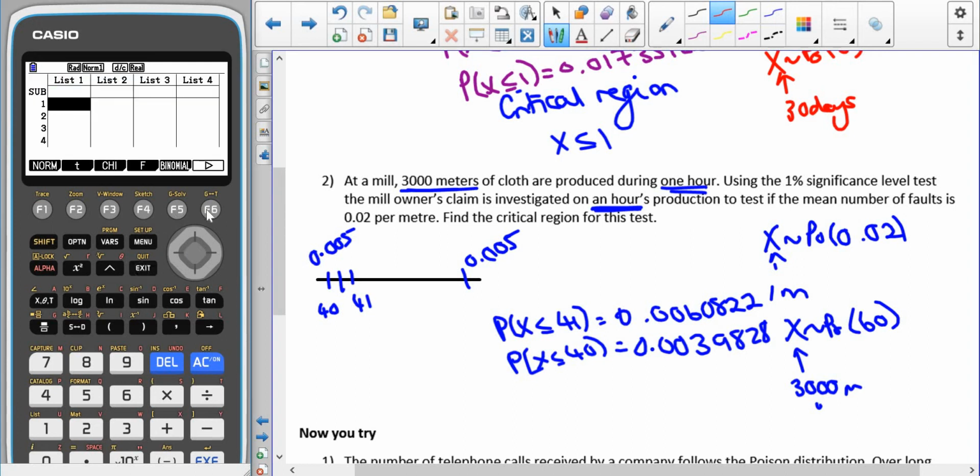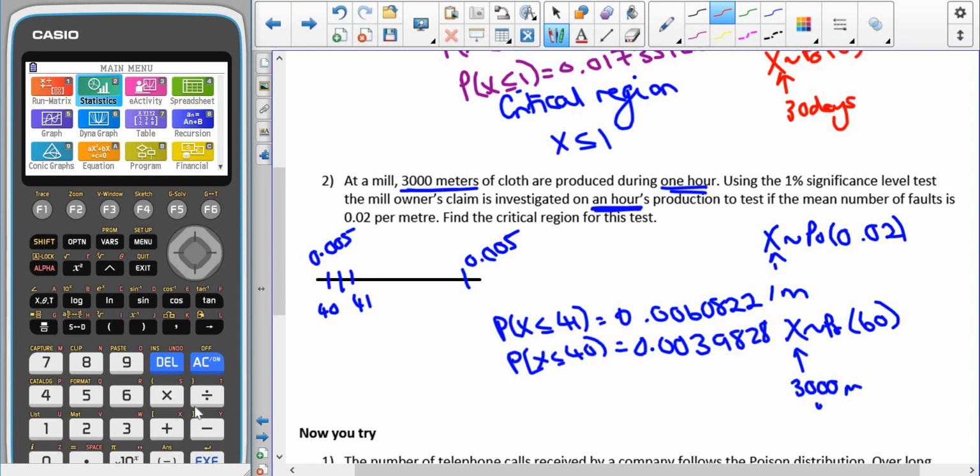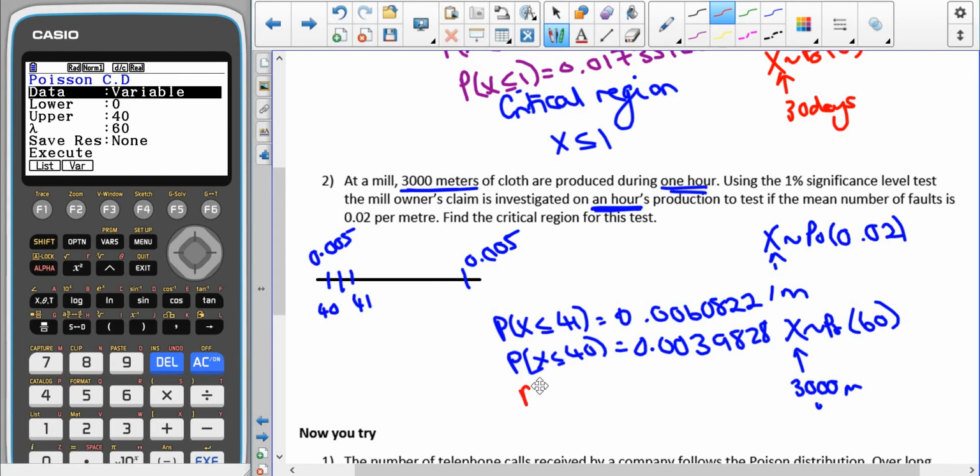Now we're going to try for the top end. So this time, because this only does areas going to the left, we're going to have 0.995. Because if we have 0.005 there, this whole other bit here is going to be 0.995, which gives us 81. So then we're doing the probability that X is greater than or equal to 81. If you have an old version of the calculator, remember you're going to have to change that to 1 minus the probability of X being less than or equal to 80, because this is discrete.